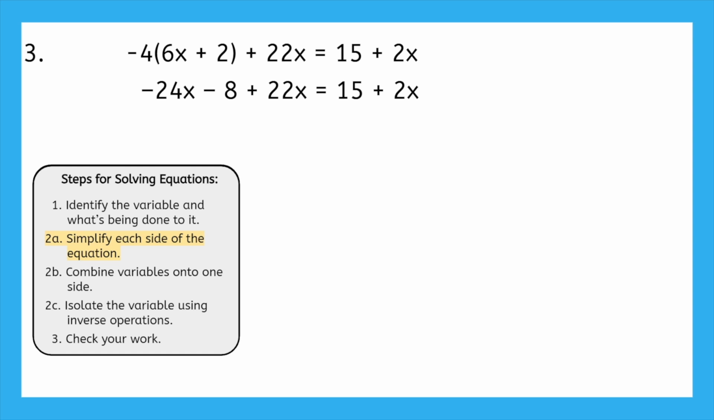We could combine the like terms, negative 24x and 22x, right? Negative 24 plus 22 is negative 2, so we have negative 2x minus 8 equals 15 plus 2x. Is there anything we could do to simplify the right? There's no distribution, and those aren't like terms, so it's as simplified as it gets.